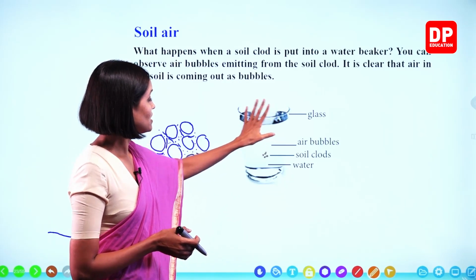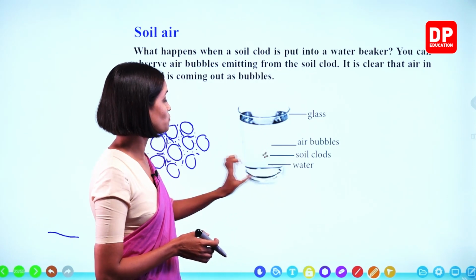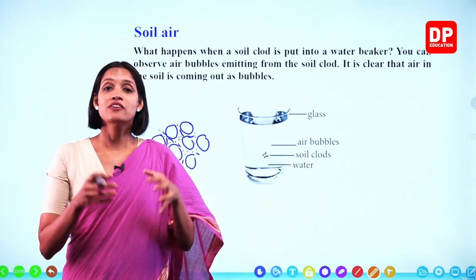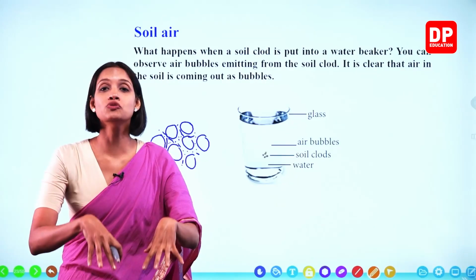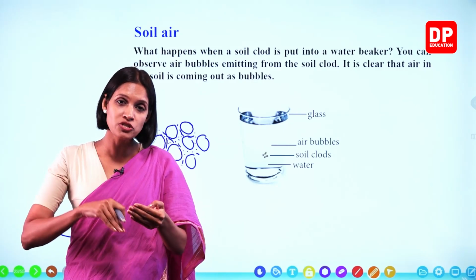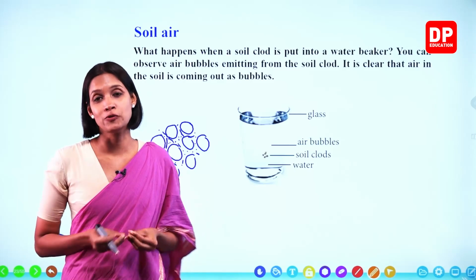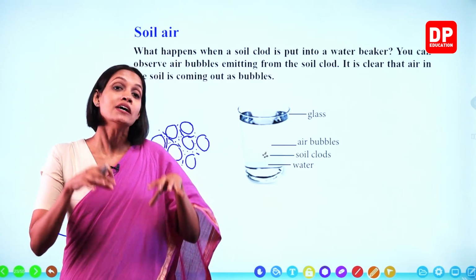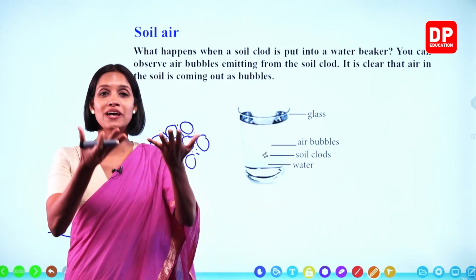Okay, so here look at this labeled diagram: glass, air bubbles, soil clods, water. So where did that air come from? That was the air that was trapped in between soil particles. When we put this soil into water, those spaces were occupied by water. Water goes through those spaces, leaving the air bubbles out. So when water occupies these tiny spaces, what happens? The air trapped inside these spaces will come out as air bubbles.